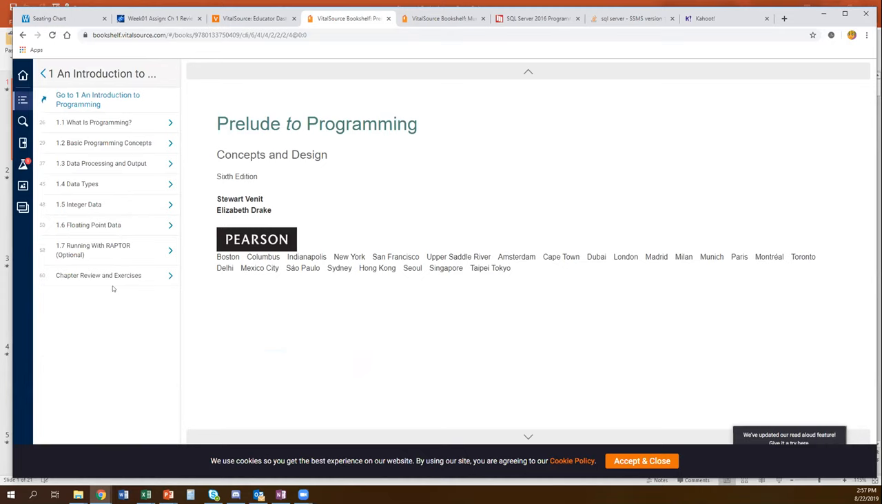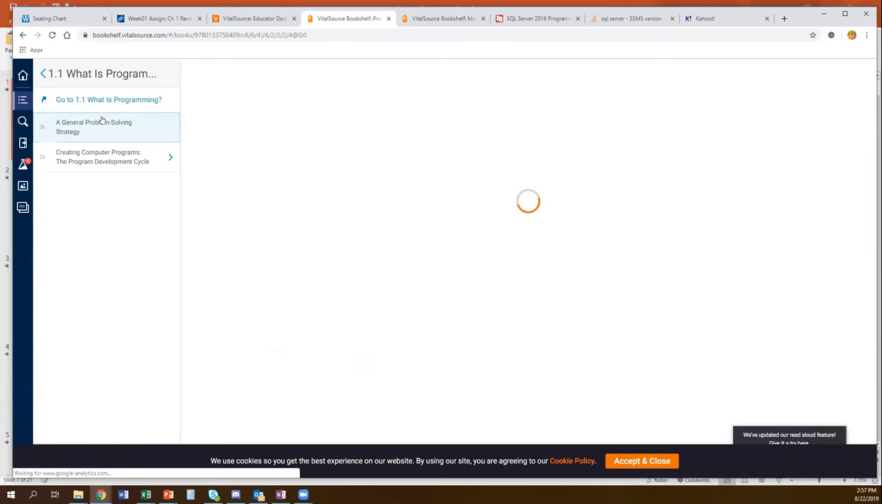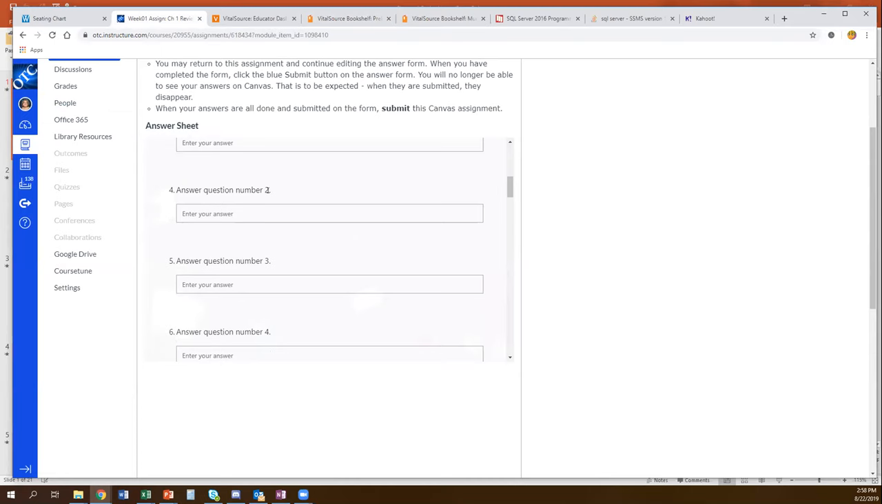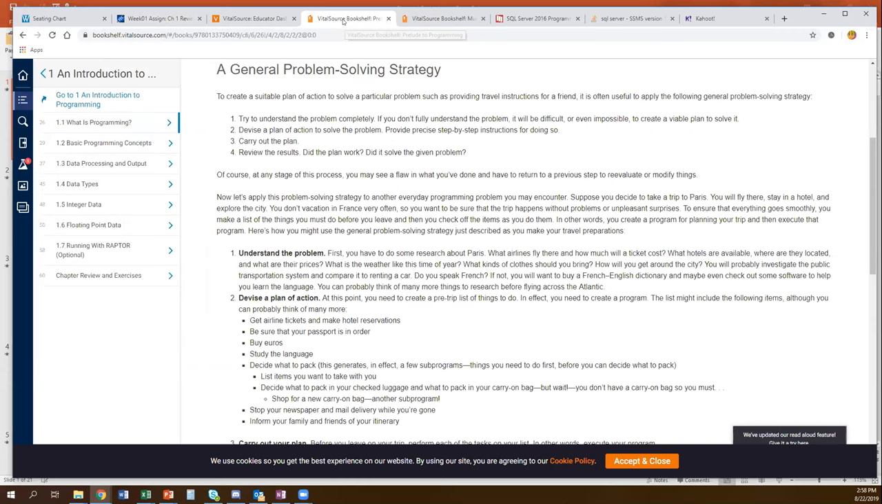Now, I want to start out at the very beginning. The questions come from the back of the book. So if you look at the assignment, all it says is answer question number 2. It does not repeat the question for you. So you have to go to your book, and I'm looking here at the online version, and I'm going to go to the very end of chapter 1.